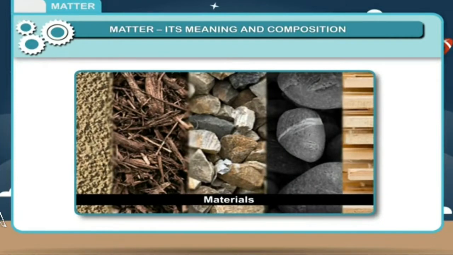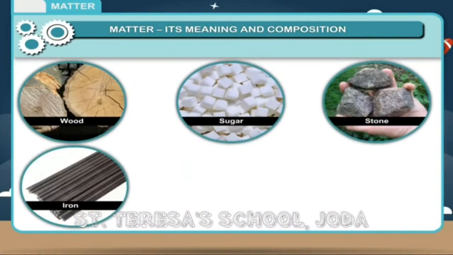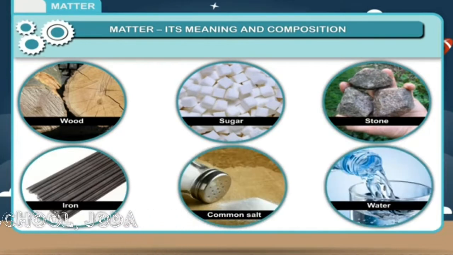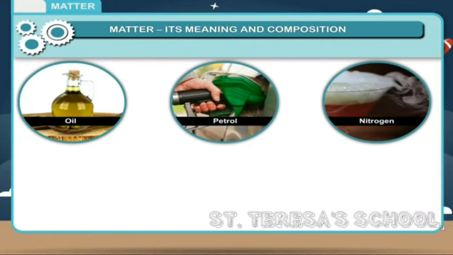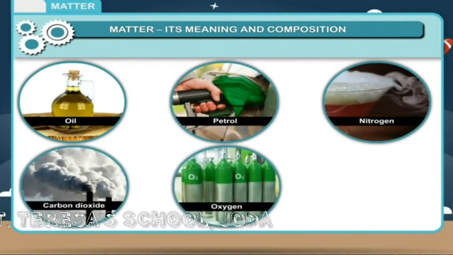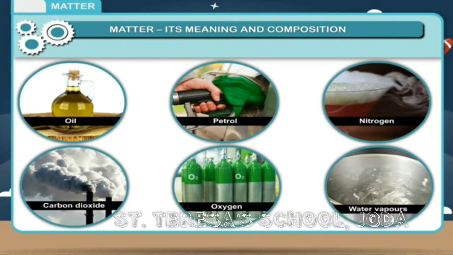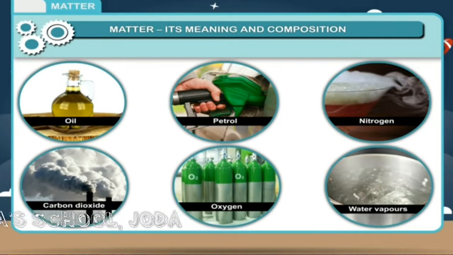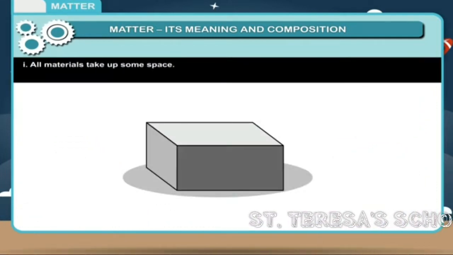We see many materials all around us like wood, sugar, stone, iron, common salt, water, oil, petrol, nitrogen, carbon dioxide, oxygen, water vapors. All these are termed as matter. All these materials have some common properties. Let us see those two common properties which all the materials have.